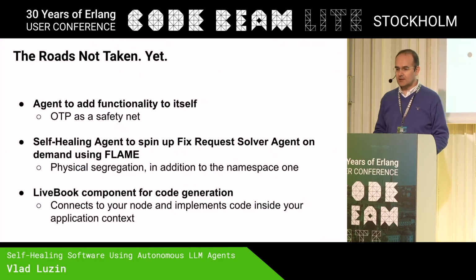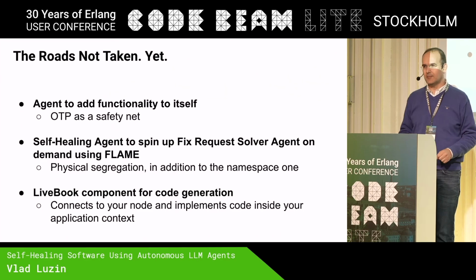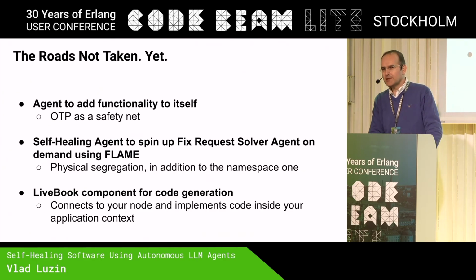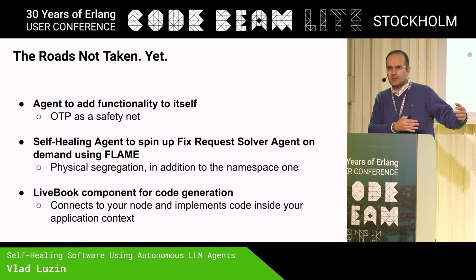So the roads not taken yet, but they will be taken, and maybe someone will participate in the next Spawn Fest in October this year and actually implement this. So it's quite easy. For instance, you can have an agent that is going to add functionality to itself. And the beauty of Elixir and OTP is that OTP is a safety net, right? The agent tries to change itself, it crashes, and then it can come up and see why it crashed and fix its own source code.